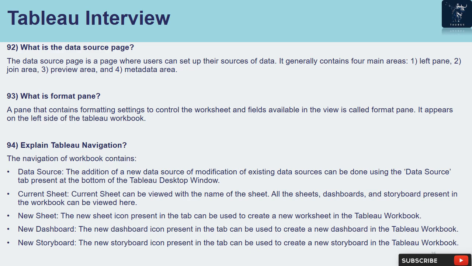92. What is the data source page? The data source page is a page where users can set up their sources of data. It generally contains 4 main areas: 1. Left pane, 2. Join area, 3. Preview area, and 4. Metadata area.